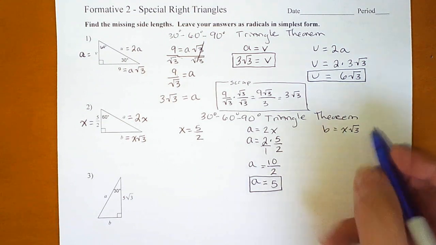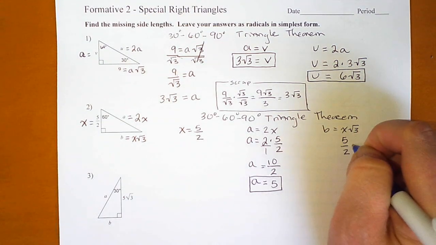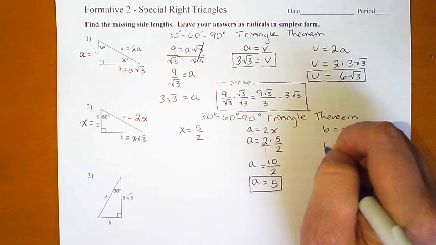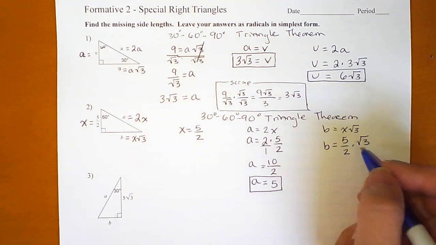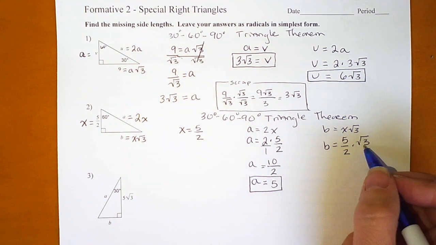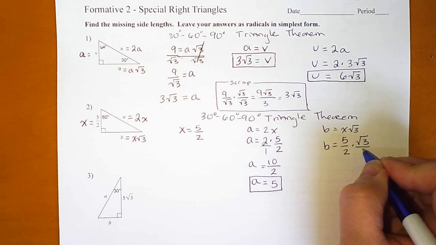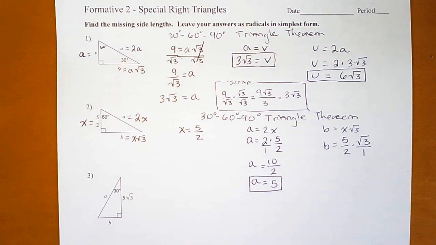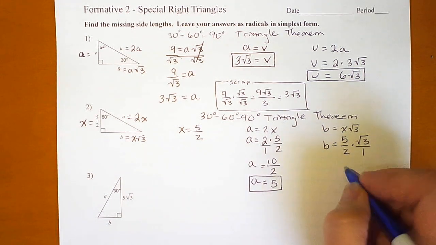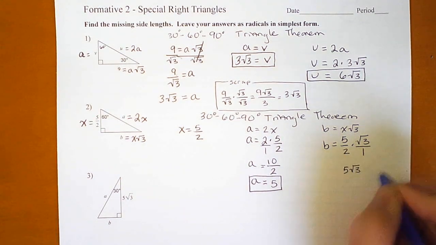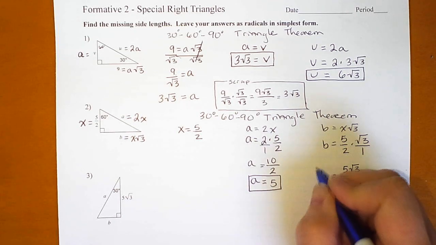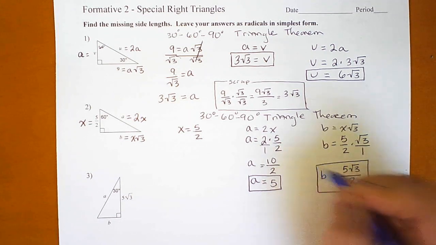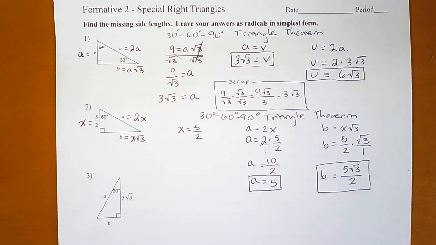Over here, I need to substitute in 5 halves and multiply that by root 3 in order to get the length of the longer leg, which is X root 3. 5 halves times root 3. Well, the root 3 is actually over a denominator of 1. And to multiply fractions, we just multiply the numerator, 5 root 3, over the denominator, 2 times 1, which is just 2. And so now I have the length of my longer leg.